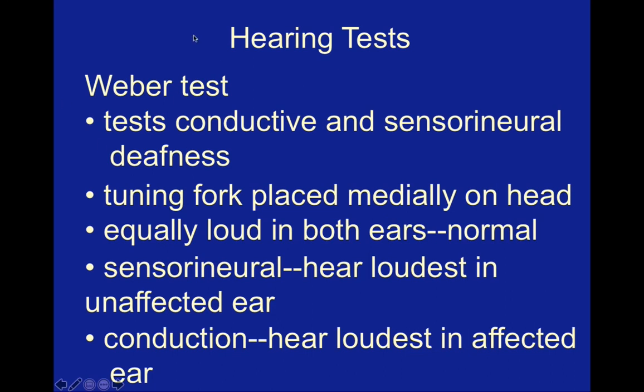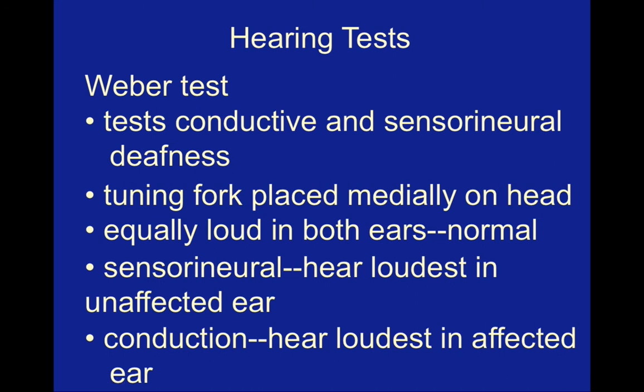The Weber test is carried out by taking a tuning fork, placing it medially on top of the head, and activating the tuning fork. In the event that the hearing is normal, we're going to hear the sound of the tuning fork equally loudly in each ear. However, in the event that we do have some type of deafness, there is going to be a difference between the right ear and the left ear. With sensory neural deafness, you actually hear the sound louder in the ear that's unaffected. But with conduction deafness, you actually hear the sound louder in the ear that is affected.